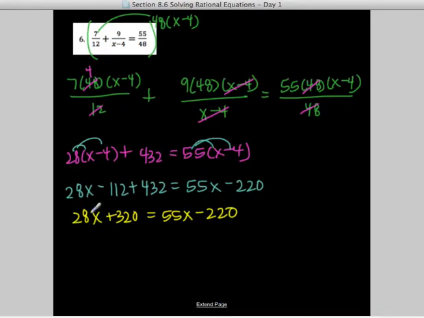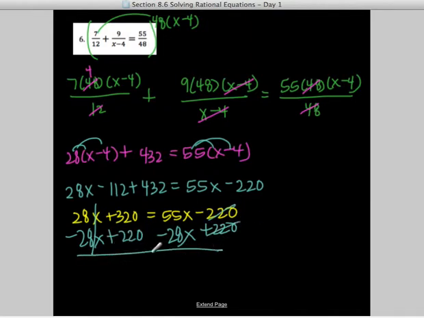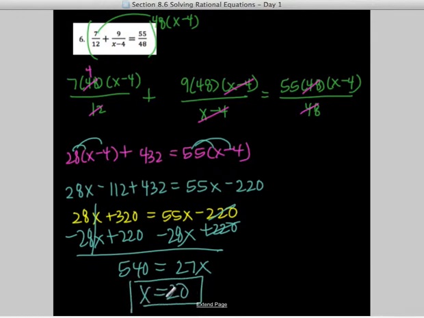Going to subtract 28x from both sides. And I'm going to add 220 to the left-hand side and the right-hand side. So 320 plus 220 is 540. And 55x minus 28x is 27x. And when I divide both sides by 27, I get that x is equal to 20. So there is example 6. If you have any questions, like I said, please write them down. Otherwise, we're going to move on to 7.